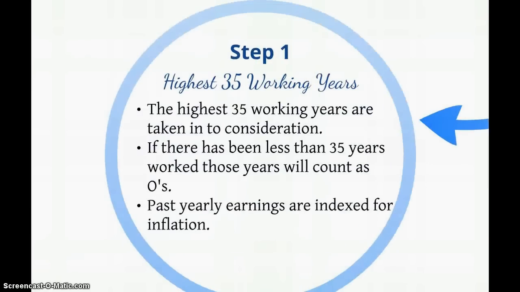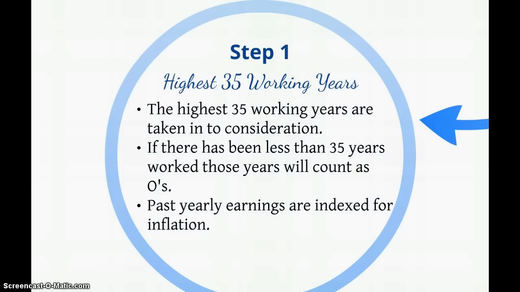Step 1 is to take the highest 35 working years. Those are the only years that are taken into consideration. You must have 35 years. So if somebody works 40 years, they get the opportunity to use their highest 35 working years. That happens automatically in the calculation. Somebody that has worked less than 35 years will have some zeros reflected in their working history.